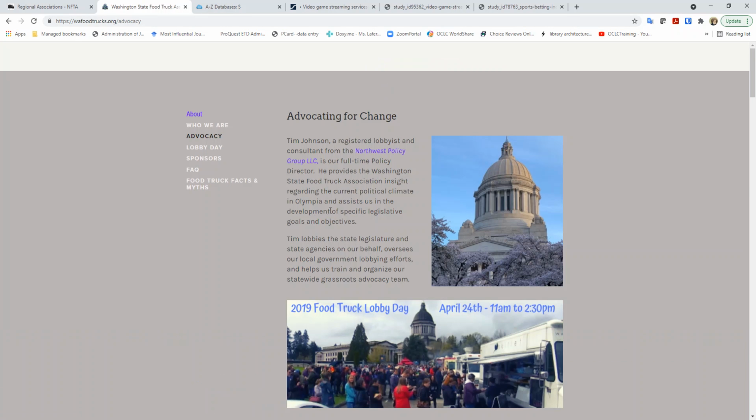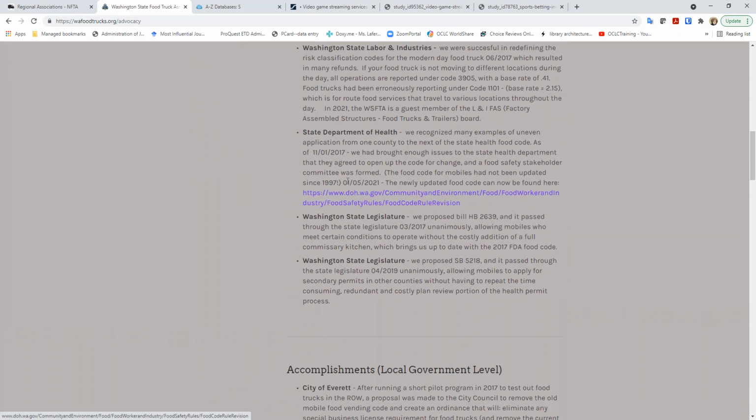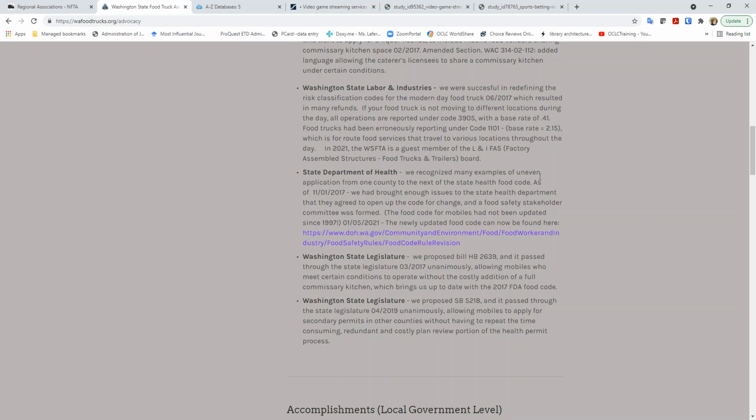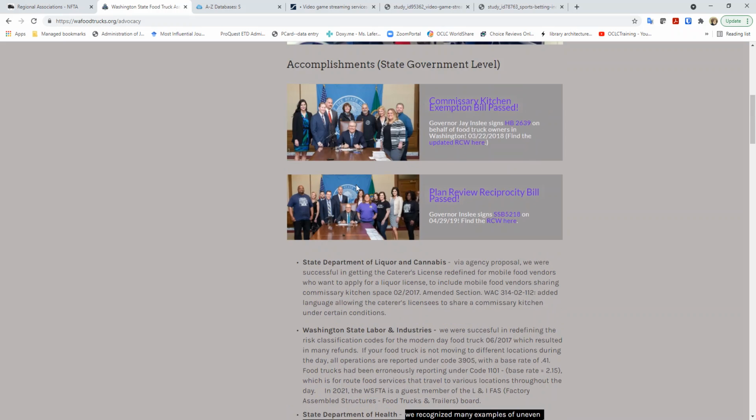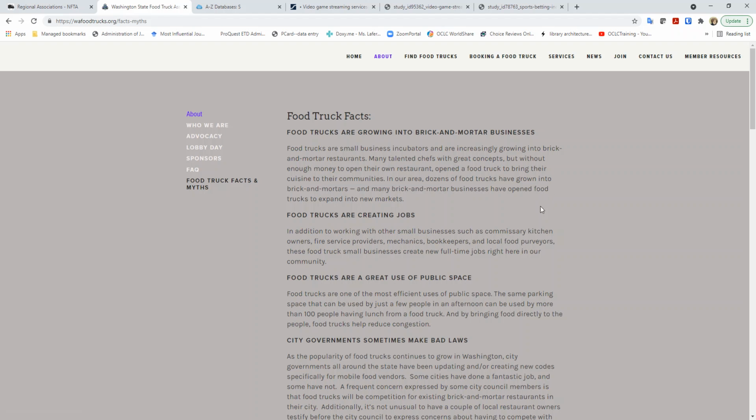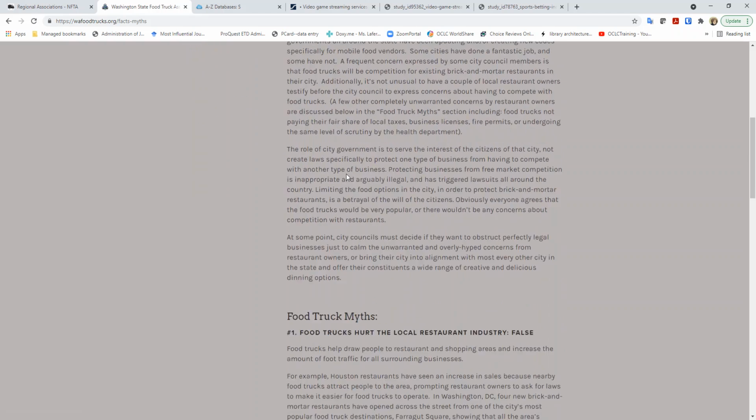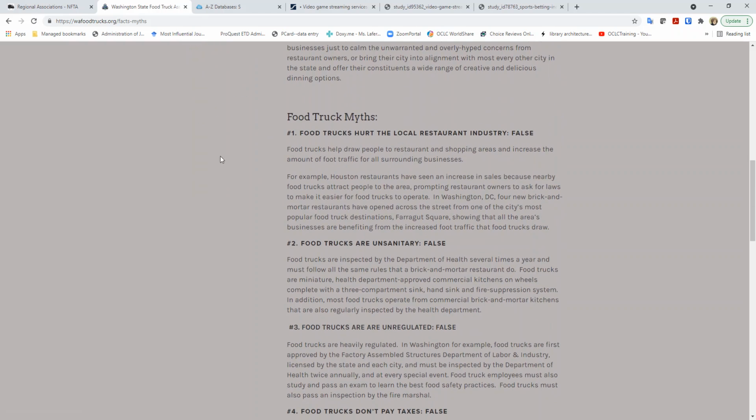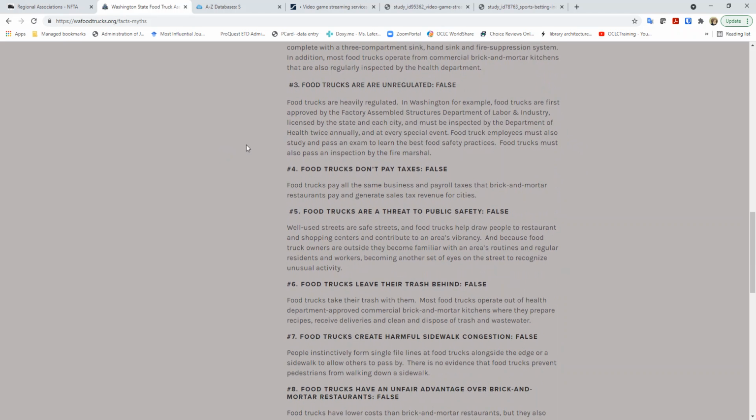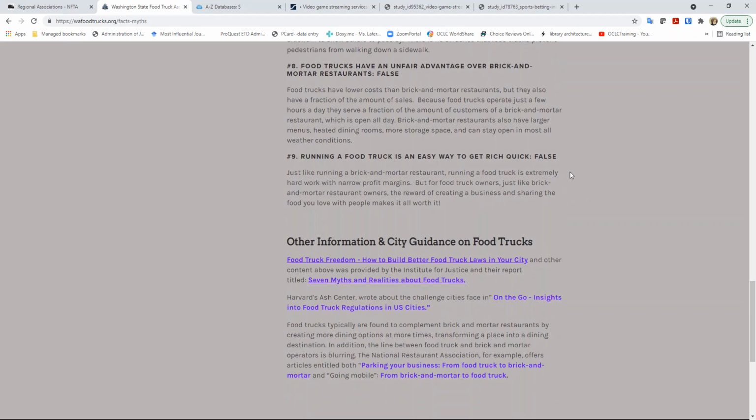And so we have a link for that, and we see that this doesn't give us a list of, actually it does show some of the issues that they are working on. And so that's one thing. But we also have fact and myth and facts. And so obviously this organization is advocating for food trucks. But if you scroll down, you can also see some of the arguments against food trucks and how they respond to them. So while this is a bit biased, this does give you a picture of the types of issues that affect this industry.